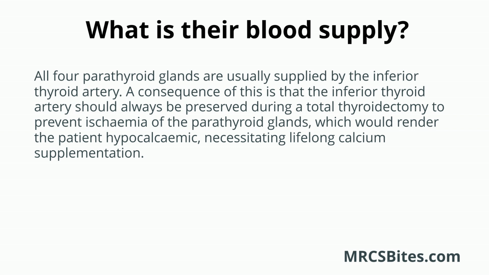What is their blood supply? All 4 parathyroid glands are usually supplied by the inferior thyroid artery. A consequence of this is that the inferior thyroid artery should always be preserved during a total thyroidectomy to prevent ischemia of the parathyroid glands, which would render the patient hypocalcemic, necessitating lifelong calcium supplementation.